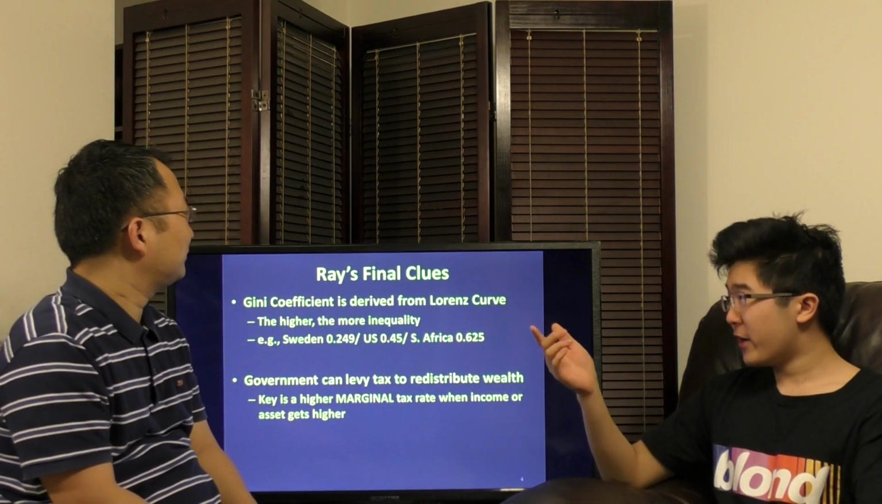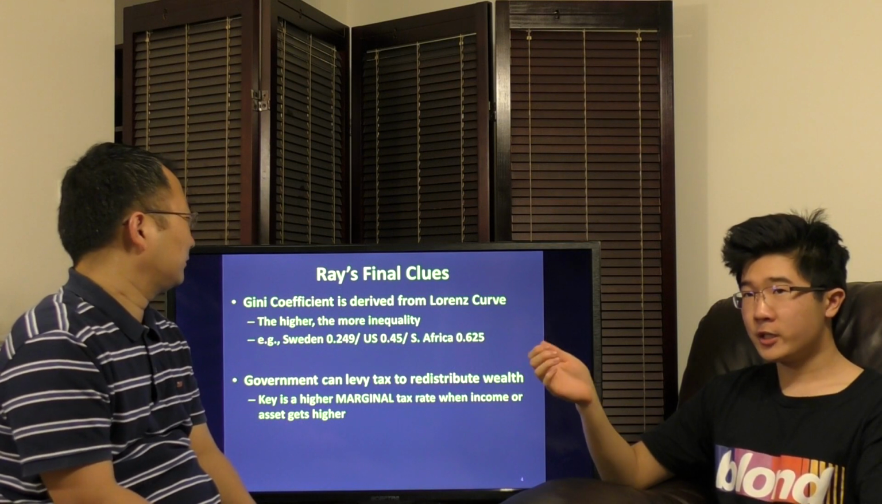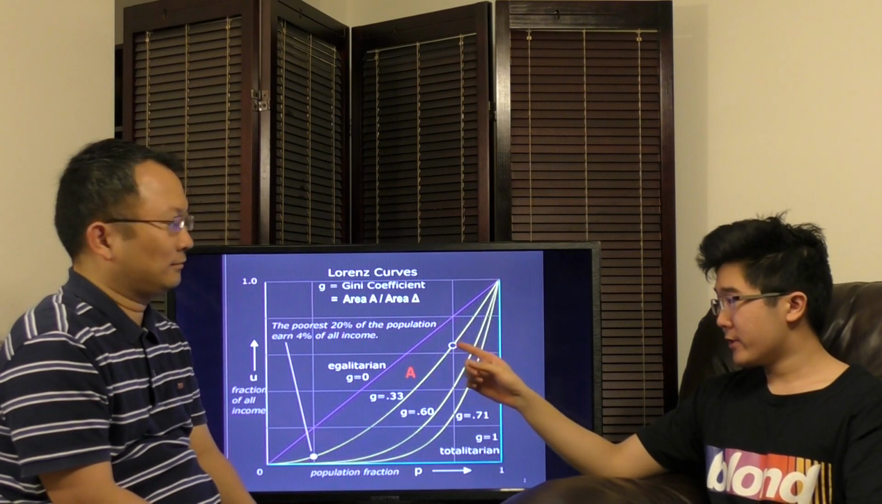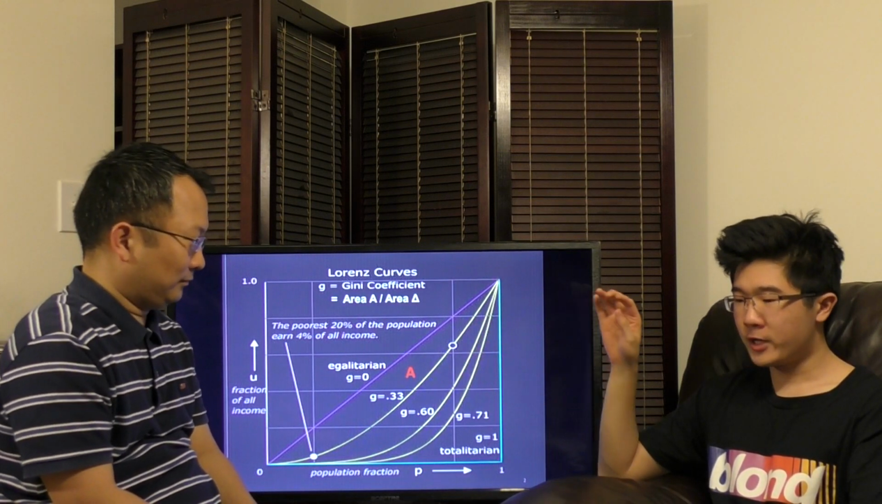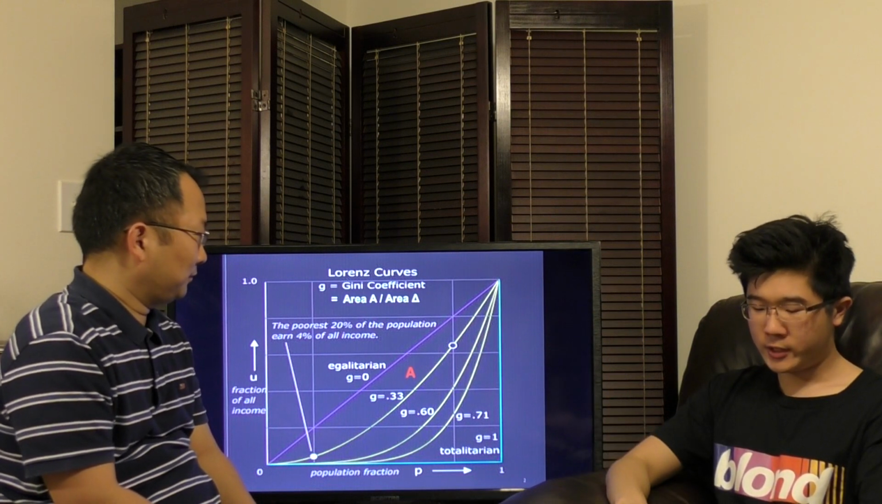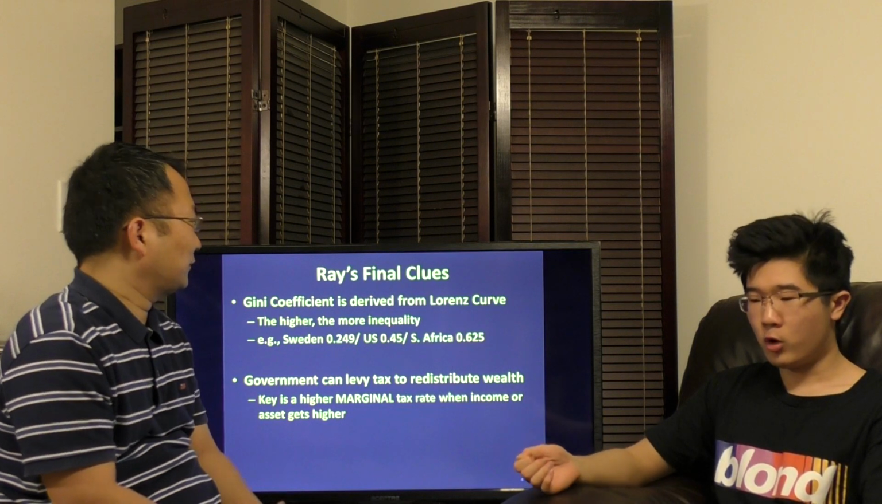So finally, the Gini coefficient is derived from the Lorenz curve. The Lorenz curve represents our total level of inequality, and the difference from total equality, compared to the total income in our entire country, represents our Gini coefficient, which represents total income inequality. So the higher the Gini coefficient, the more inequality.